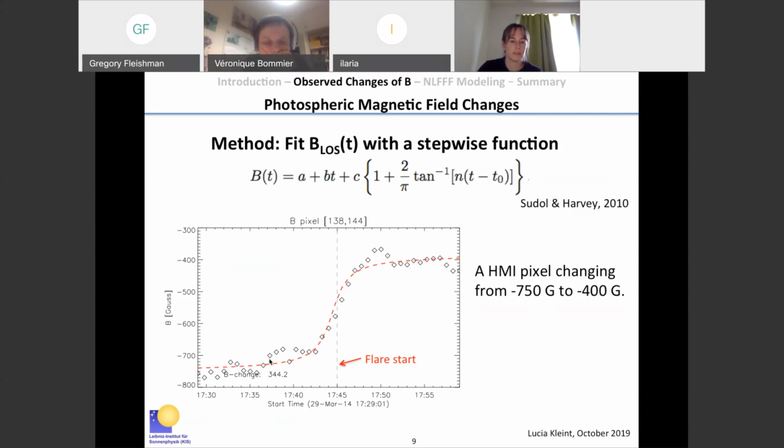The plot shows an example. This was half an hour of observations of HMI. This is 1 pixel of HMI. And the line of sight magnetic field changed very fast from something like 700 Gauss to 400 Gauss. It's a 300 Gauss jump within a few minutes. That's exactly what we are looking for, these fast changes exactly around the flare. The same analysis was done for the time before the flare and after the flare, and there were not so many strong jumps. There are very, very few, they're always there, but these strong jumps of a few hundred Gauss are limited to flares.